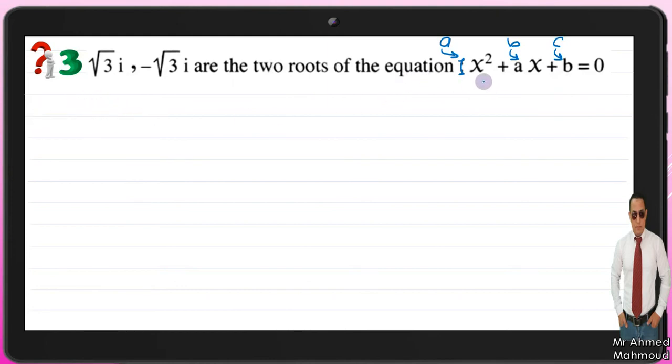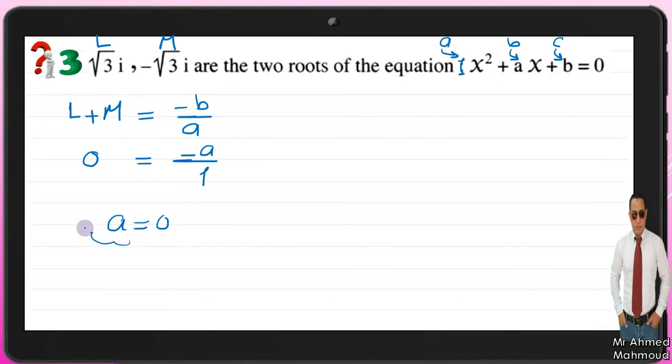Now first I will start with the sum L plus M. This is L and this is M. L plus M equals negative b over a. So root 3i plus negative root 3i equals 0 equals negative b, which is negative a over 1. Negative a over 1 equals 0, so a equals 0. Then this term does not exist because a equals 0.